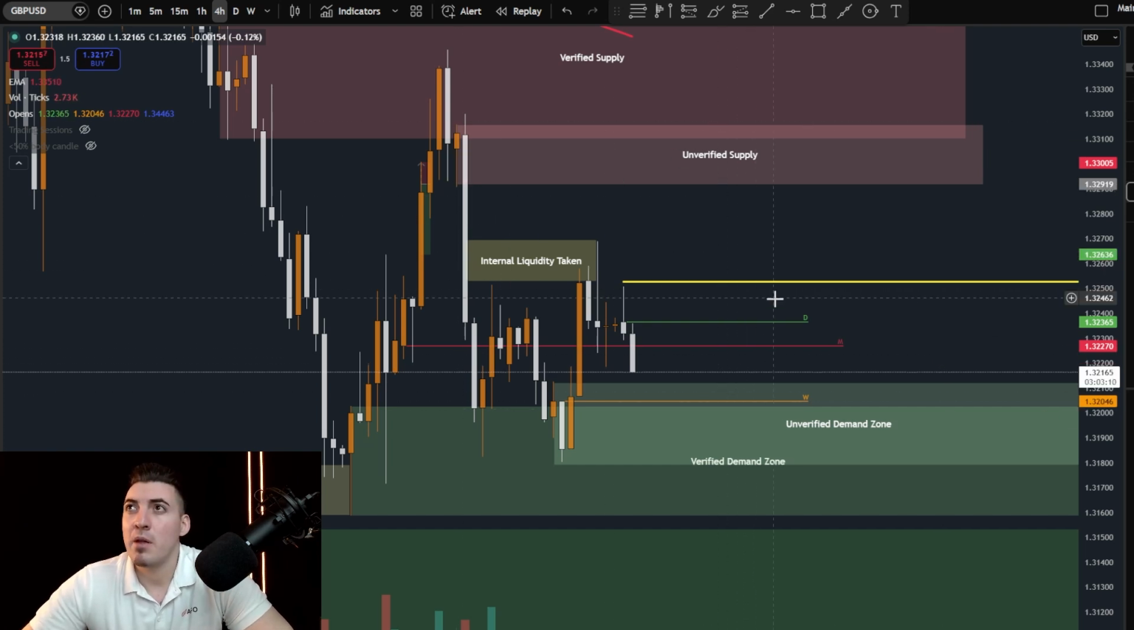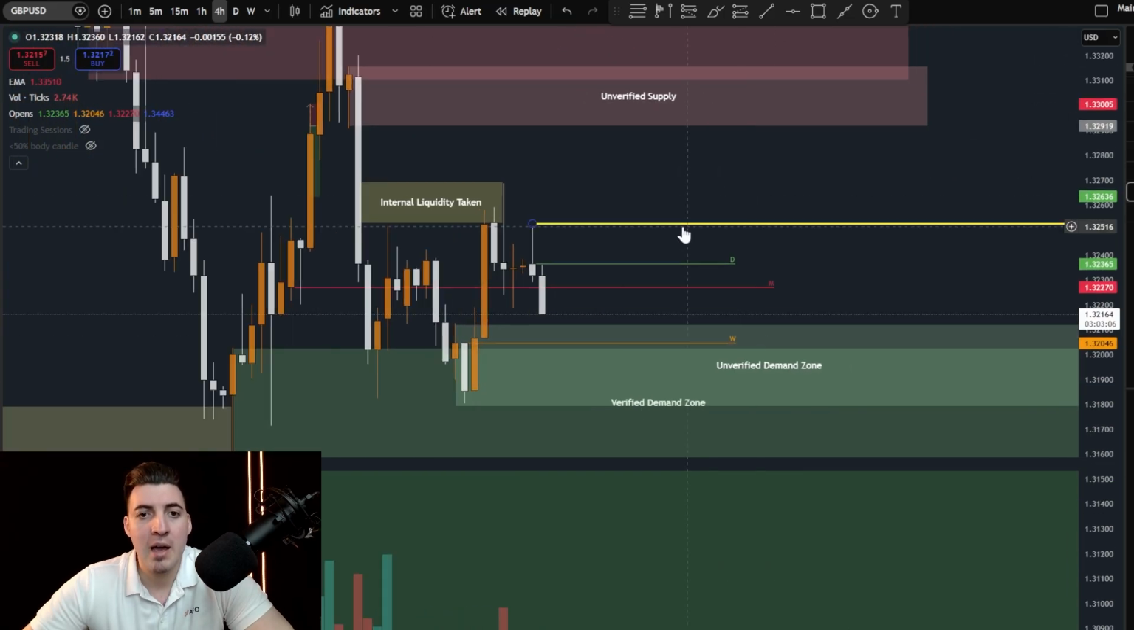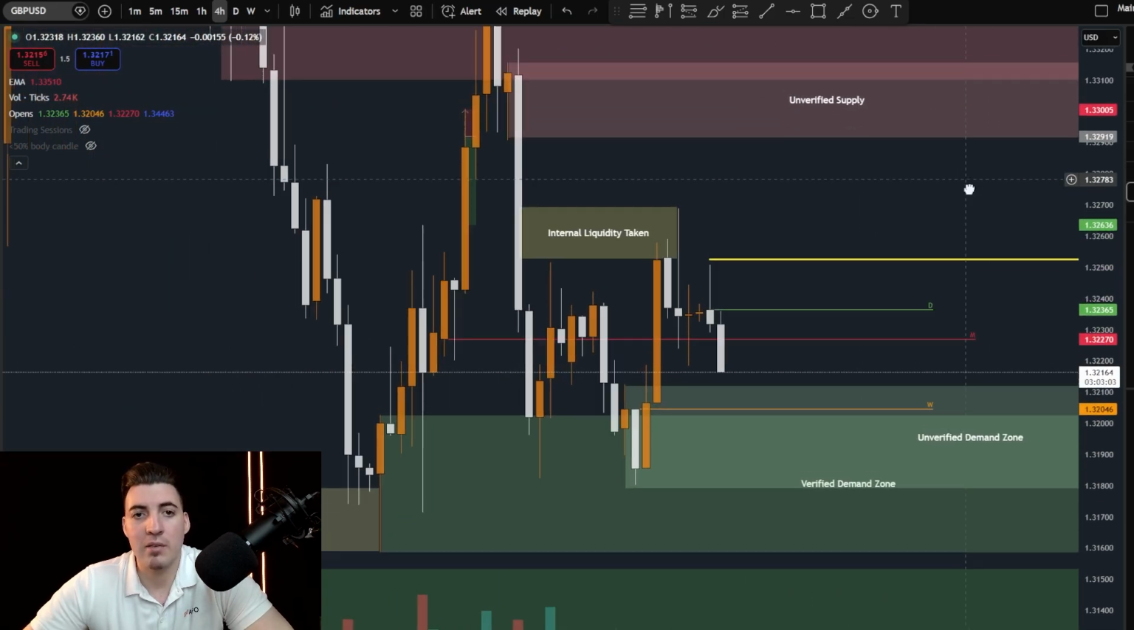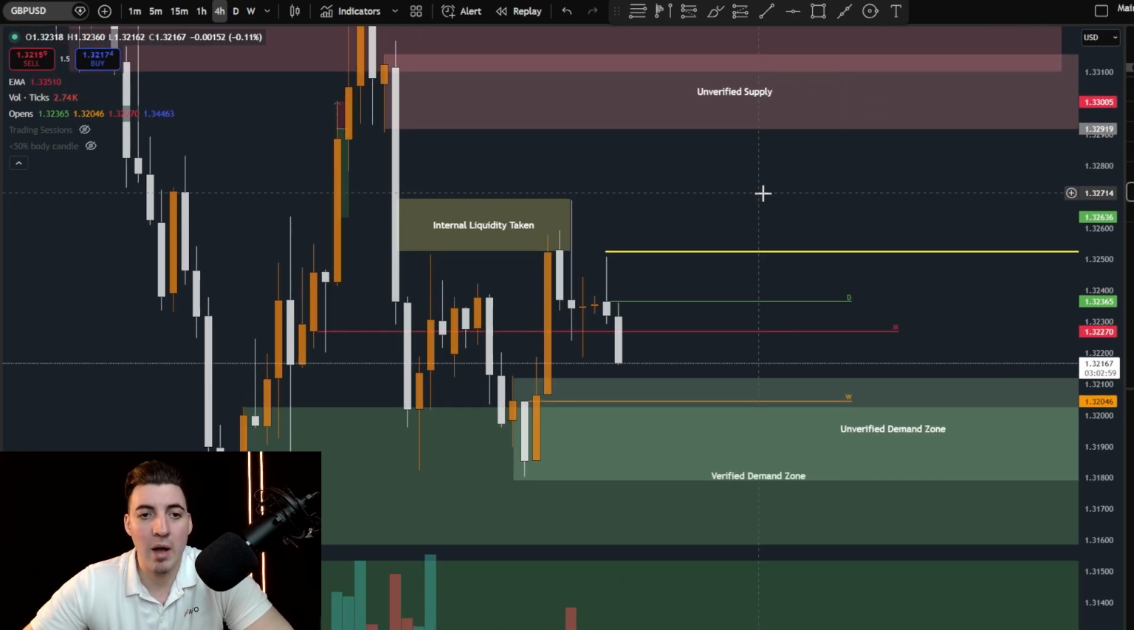On the GBP/USD, we can see that we are still in a downtrend. Because it has been the Easter weekend, we have not seen that much movement happening. However, we can see the price came up, internal liquidity was taken, and now the price is pushing into the downside.